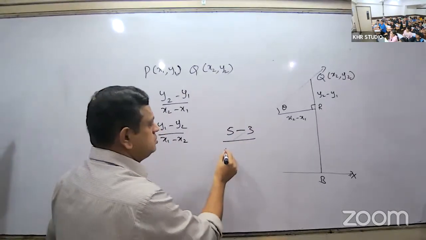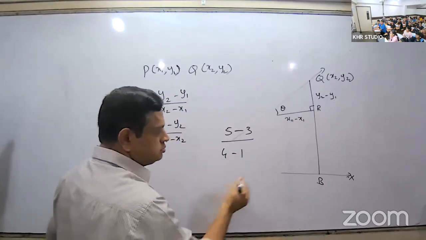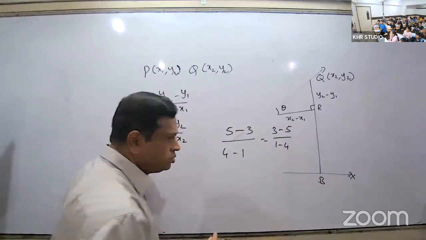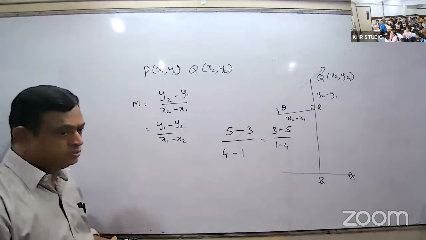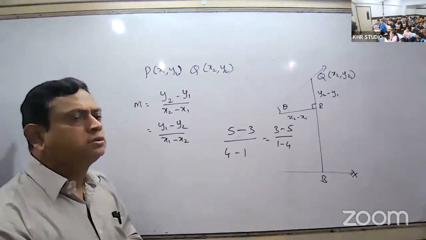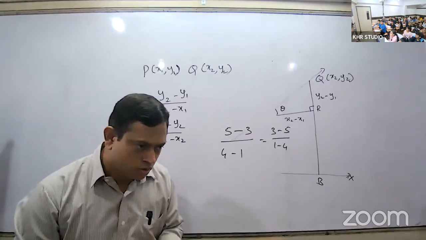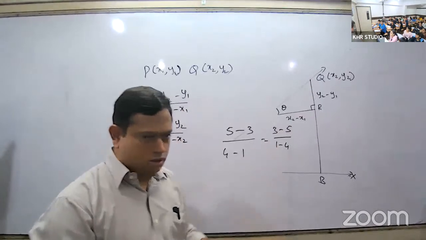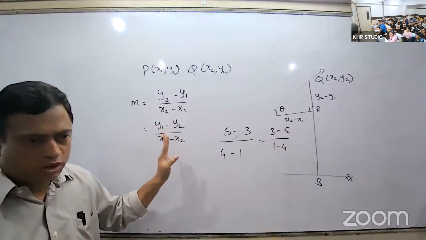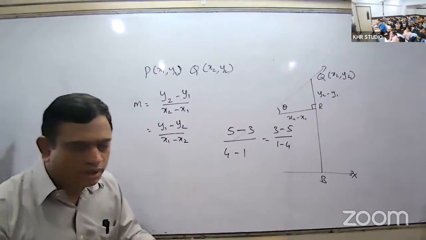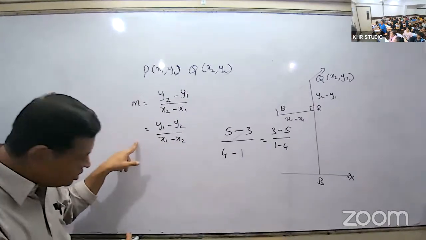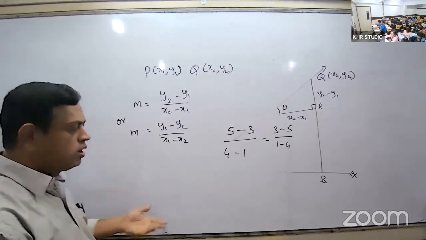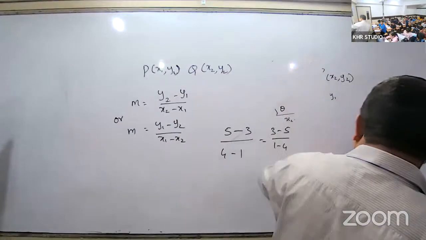Okay. So this is true, this is not true. What is 5 minus 3? What is 4 minus 1? 2 by 3. This is minus 2 upon minus 3. A minus B, see that is why both the sides. This can be written this way also. You can write m is equal to y1 minus y2 upon x1 minus x2.